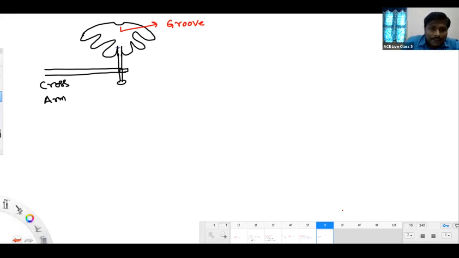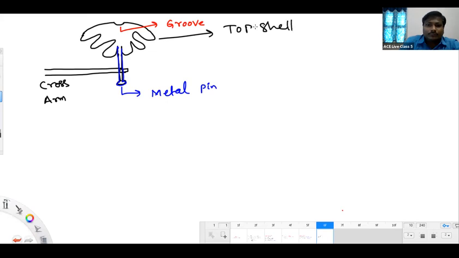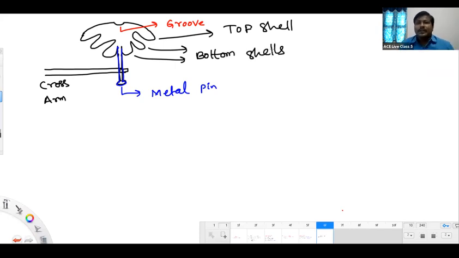The bottom one, which I am showing in blue color, is called the metal pin. This black color as a whole is called the insulator, and we have the top shell and bottom shells. Why are we keeping this many shells here?